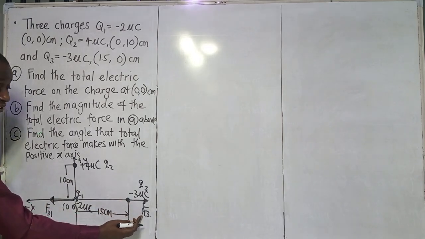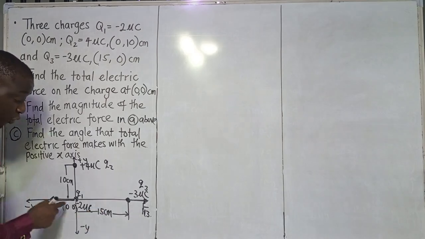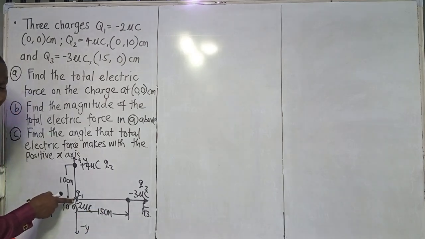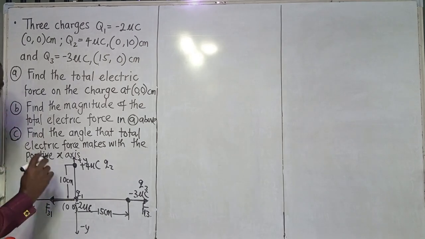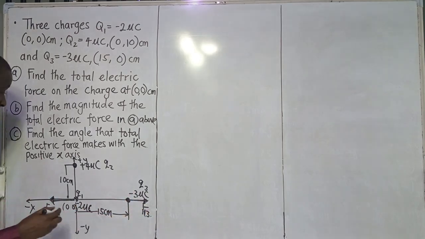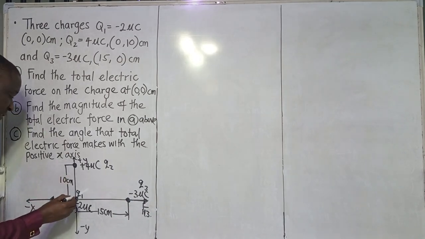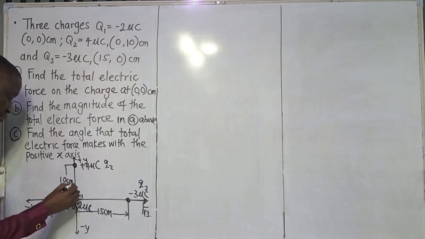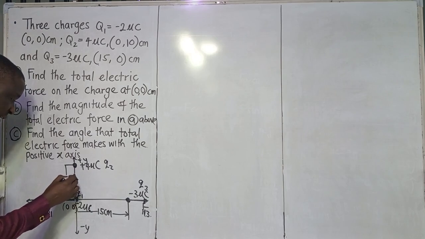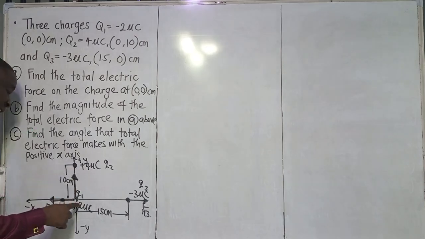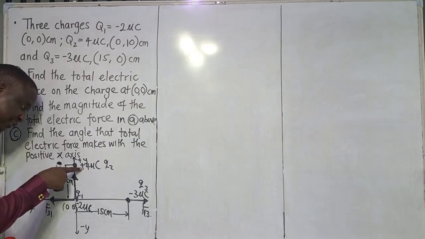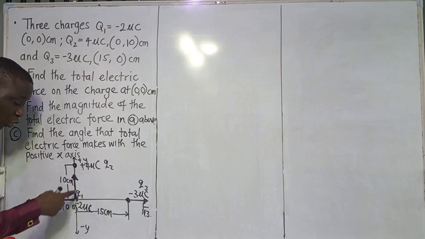We are not concerned about this, mind you, because we are calculating the net force on Q1. So our concern is about this particular force. Plus and minus charges attract, so the influence of this on this will make the charge move towards it because they attract each other. So I don't need to draw any force of this one on this, because we are looking for the force of plus 4 microcoulombs on this.